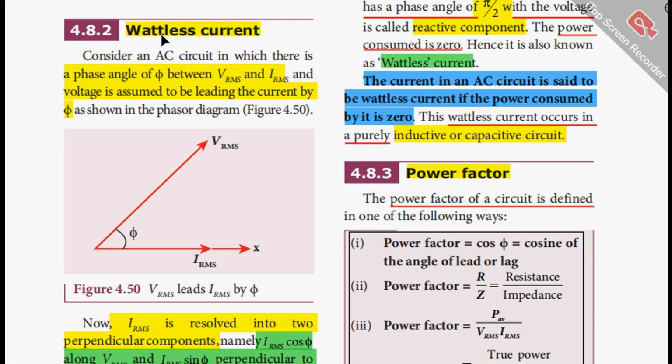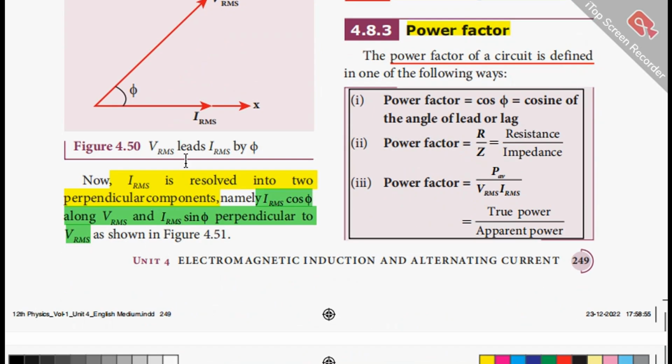Now let us study what is wattless current. For that, let us consider an AC circuit in which there is a phase angle of φ between the RMS voltage and the RMS current. The voltage is assumed to be leading the current by a phase angle of φ, as shown in this phasor diagram. So this is Irms and this one is Vrms, and the phase angle between them is φ. Here you can see that the RMS voltage leads the RMS current by phase φ.